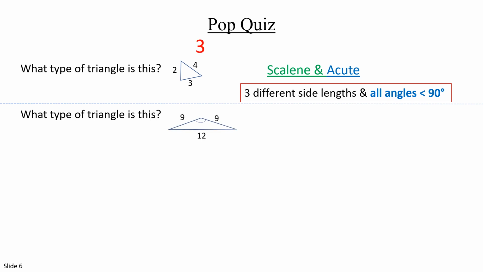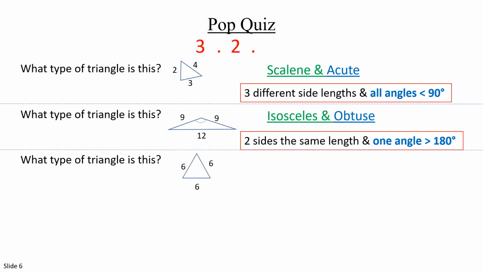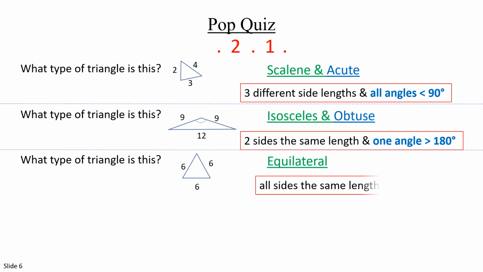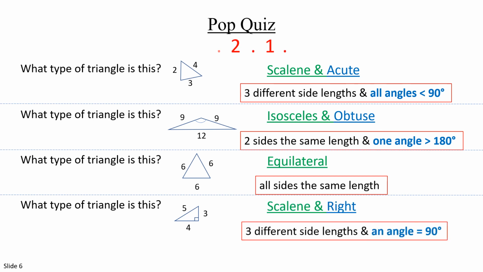What type of triangle is this? Isosceles because two sides are nines, and obtuse because that angle is definitely greater than 90 degrees. How about this one? Equilateral. All sides are the same length. Equilateral triangle. And one more. What type of triangle is this? Scalene and right. Three different side lengths, but there's a right angle in there.